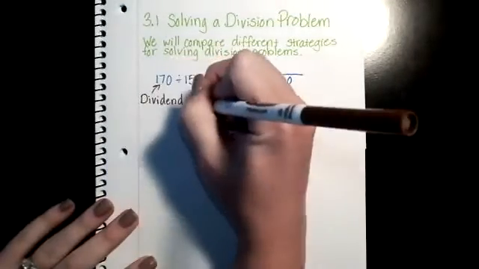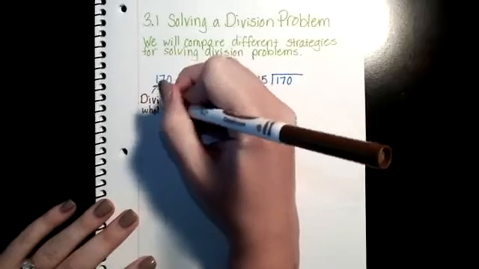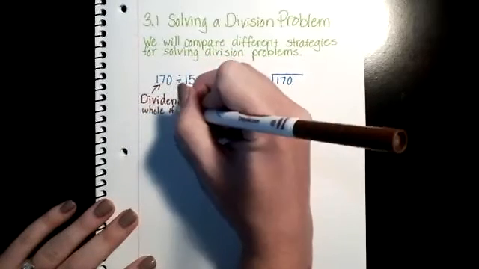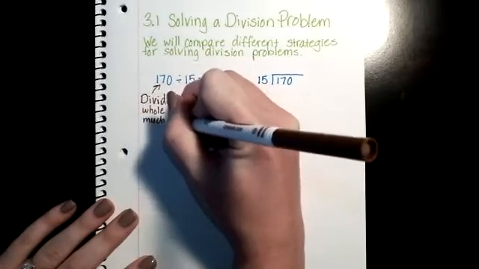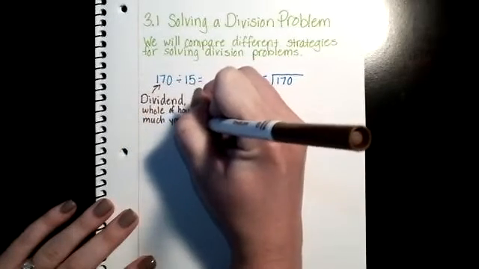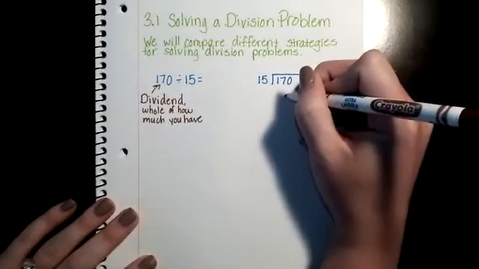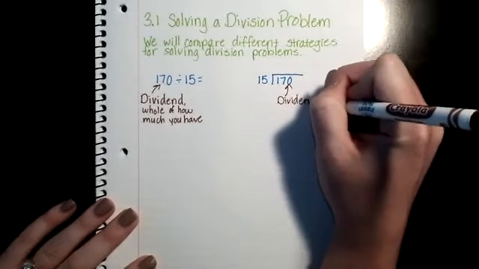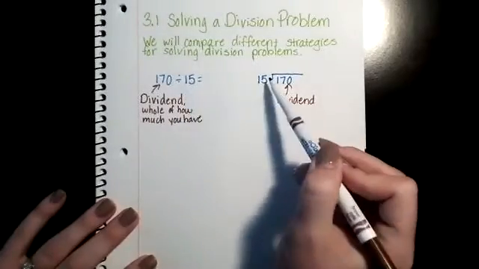So I'm going to explain that as the whole of how much you have. Over here, again, the big number is still the dividend. The terms don't change depending on which format you're using. They're both the dividend. Now let's talk about the other term, this 15 here.